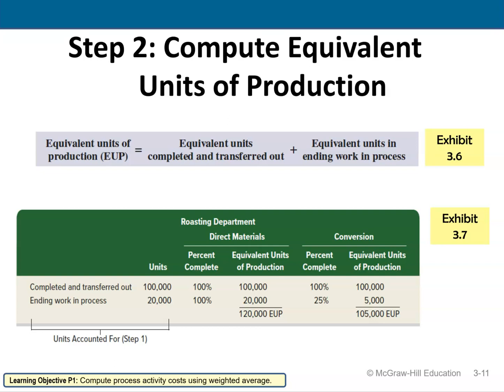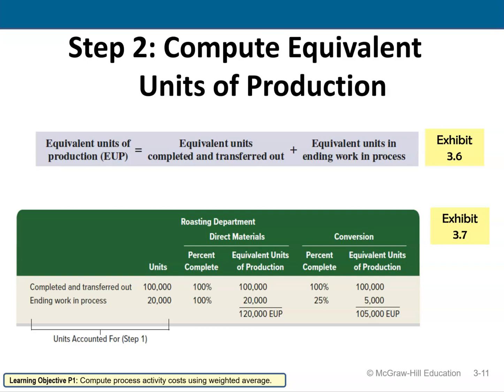Well, since we're using weighted average, remember we only use the ending work in process percentages. So in this case, we assume materials are added at the beginning of the process, so they would be 100% for equivalent units of production, but for our conversion, in this example, it's only 25%. So we're going to take 25% times the units to get 5,000.